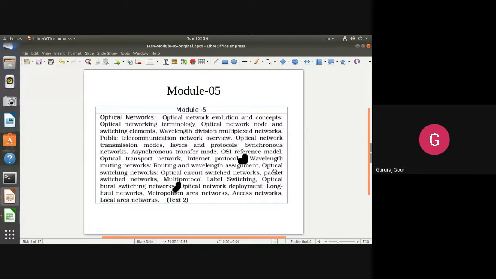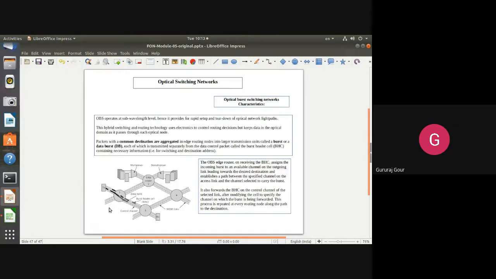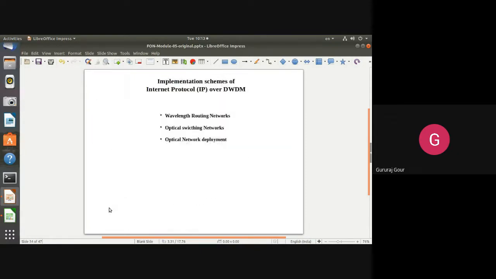So today we are going to look into another technology which is concerned with the deployment of IP networks. There are various implementation schemes for IP over DWDM. In that, we completed wavelength routing networks and their different architectures. Today we'll see another way of implementing IP over DWDM, that is optical switching networks.